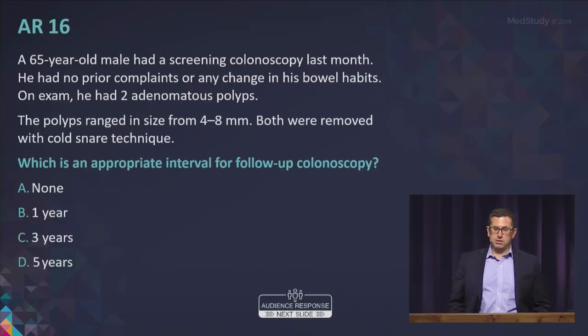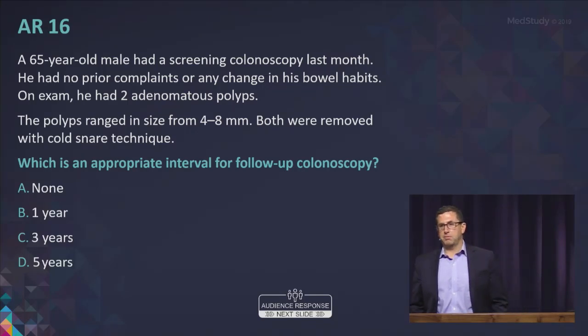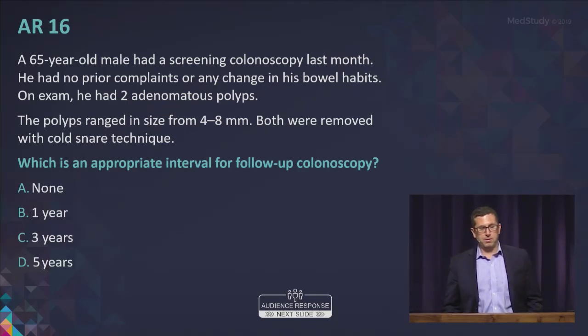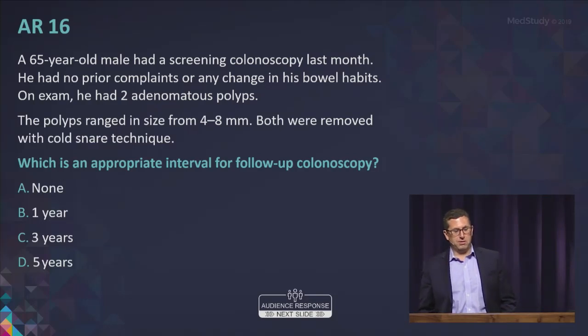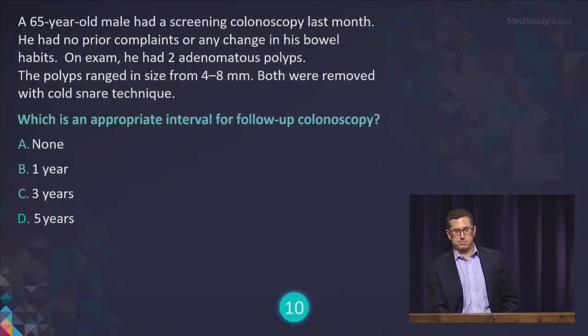Hopefully this question is a little easier. A 65-year-old male had a screening colonoscopy last month. He had no prior complaints or change in his bowel habits. On exam, he had 2 small adenomatous polyps, 4 to 8 millimeters, that were removed. What is the appropriate interval for follow-up? A, no follow-up. B, 1 year. C, 3 years. D, 5 years.